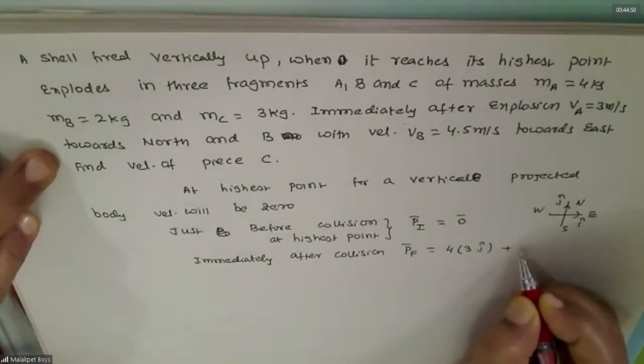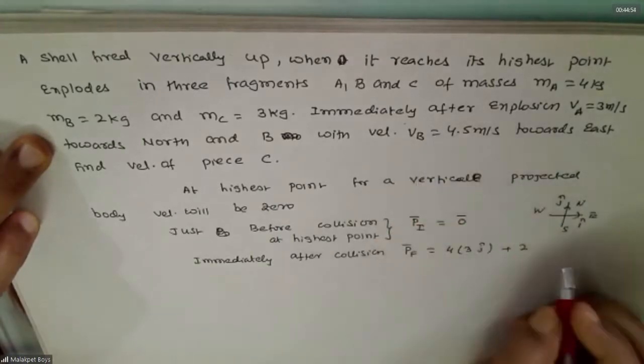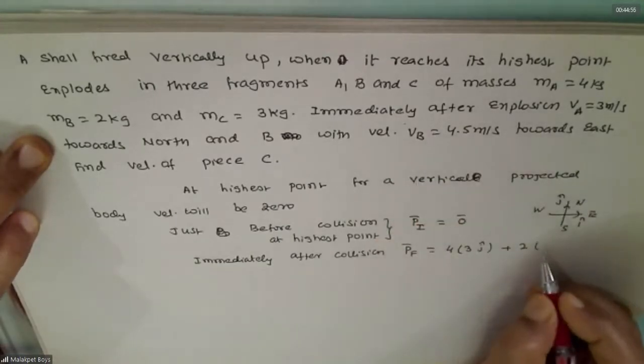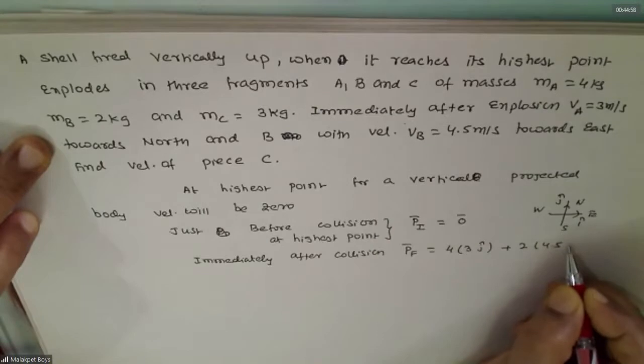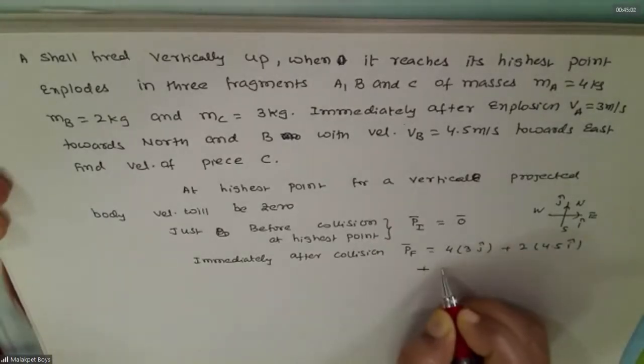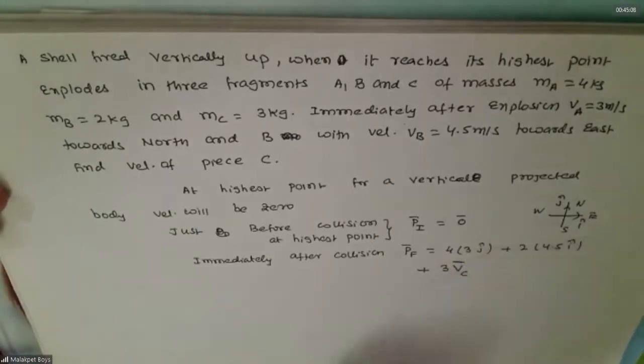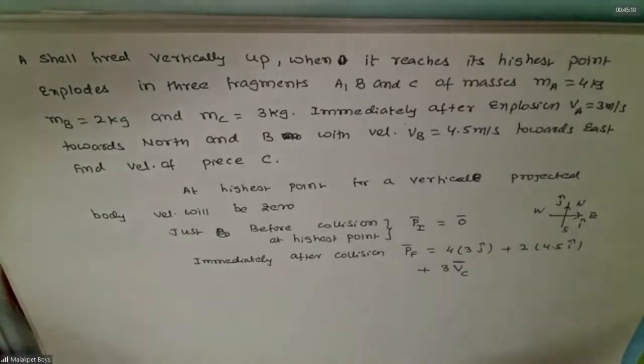B has mass how much? Two. Okay, so 4.5 i cap towards east. Then we don't know about C. C mass is 3. Because we don't know, we'll write it like this as a vector. Understood this? Yes, sir. If you keep a bar, that means you don't know the magnitude and direction. Otherwise, you should give magnitude and direction.